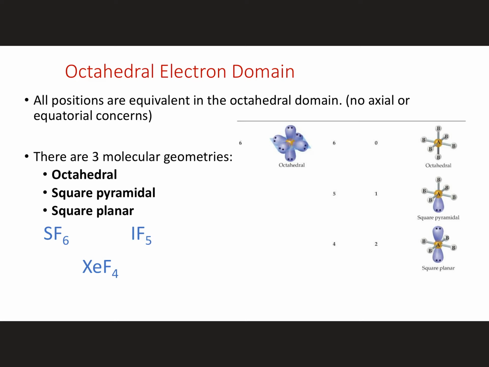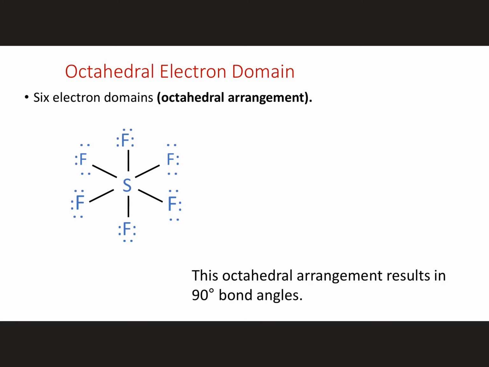The last part of that table covers the octahedral geometry, where we can have 6 electron domains. So let's take a look at sulfur hexafluoride and figure out that electron domain geometry, how that fits into the octahedral arrangement. So sulfur has 6 valence electrons. I have 6 fluorines in sulfur hexafluoride, so 6 fluorines at 7 electrons each, 42 electrons for a total of 48 electrons. I'm going to place sulfur in the middle.